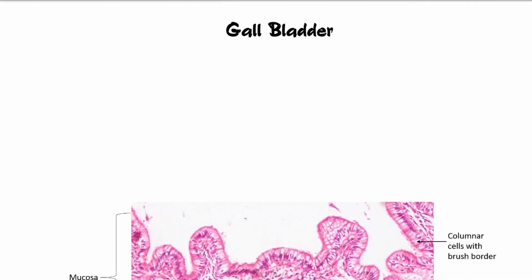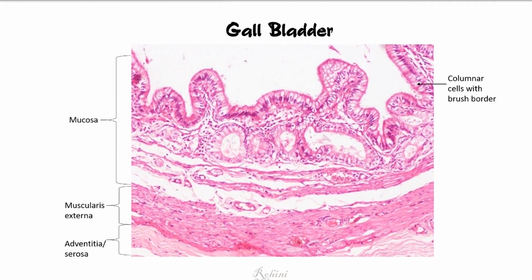Gallbladder has 3 layers: the mucosa, muscularis externa and serosa or adventitia. The lining epithelium is of columnar cells with apical brush border for absorption. The muscularis externa is composed of fibromuscular stroma.